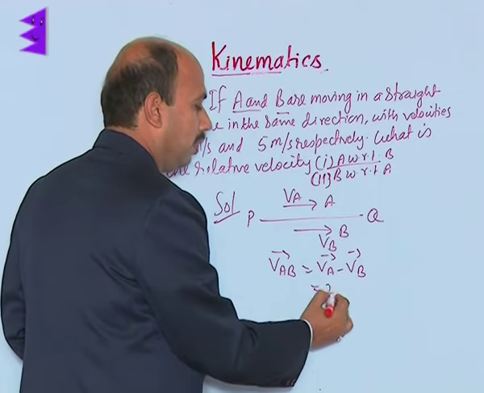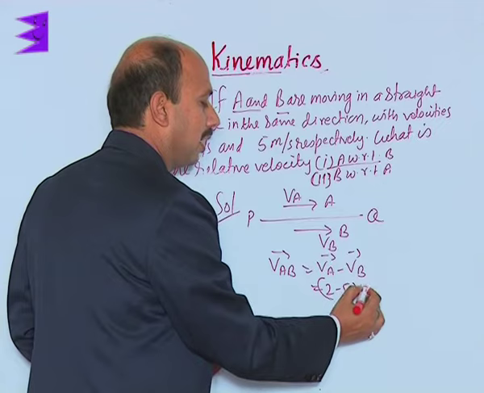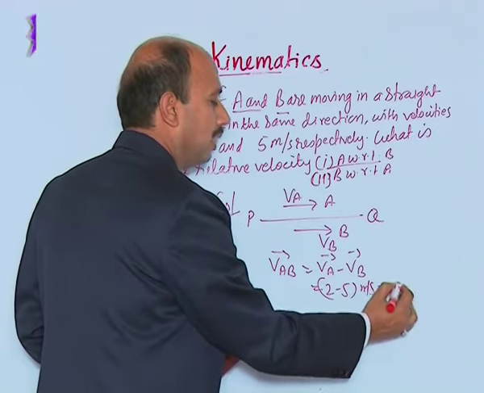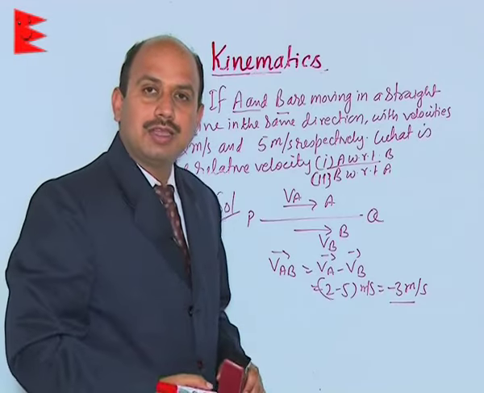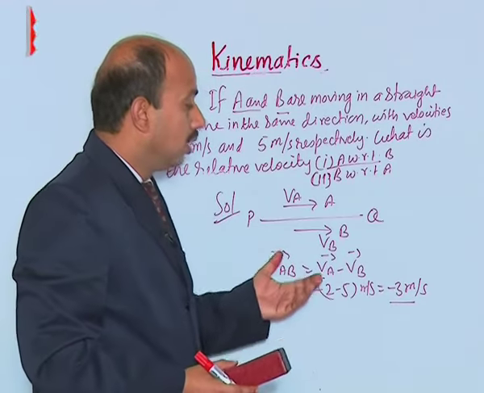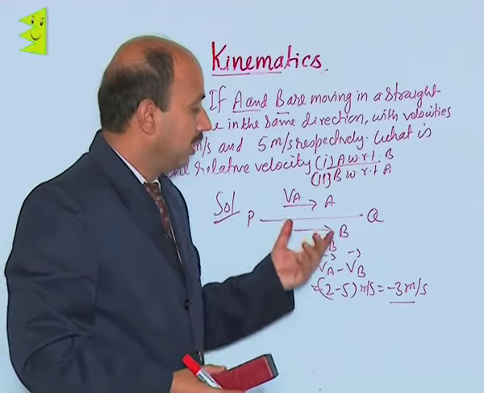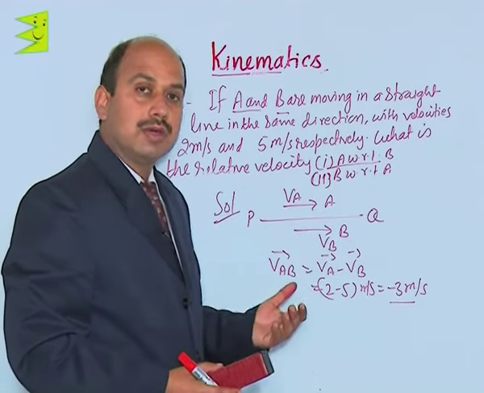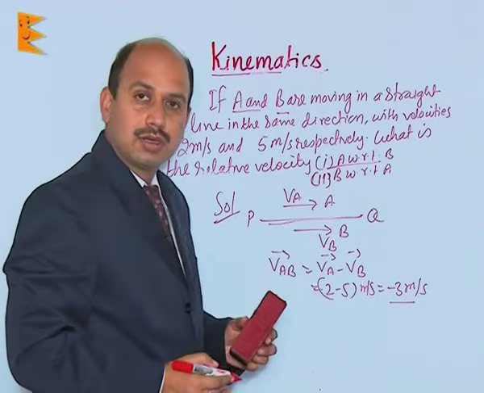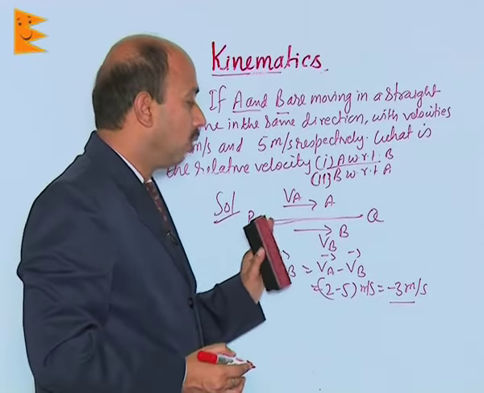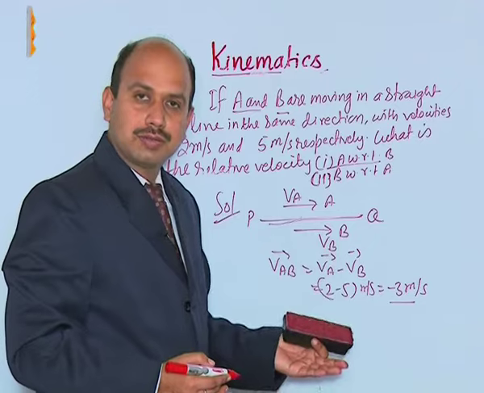So we can write here 2 minus 5 meter per second is equal to minus 3 meter per second. So see here, the negative sign is showing that the passenger who is sitting in B will observe car A is moving in the Q to P direction, because I have already assumed P to Q as positive.